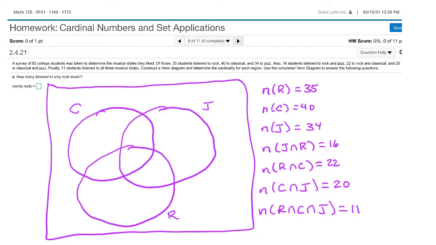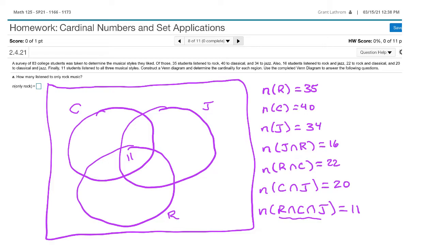Now, just like the previous problem, we're going to start off with the most restrictive one, the set that corresponds to maybe just one particular region, and then build out from there. Just like before, our most restrictive region was the region where we had the intersection of all 3. And so R intersect C intersect J just corresponds to the overlap of all 3 circles, which corresponds to this region here. And so for that, we know we have a total of 11 people in that particular region.